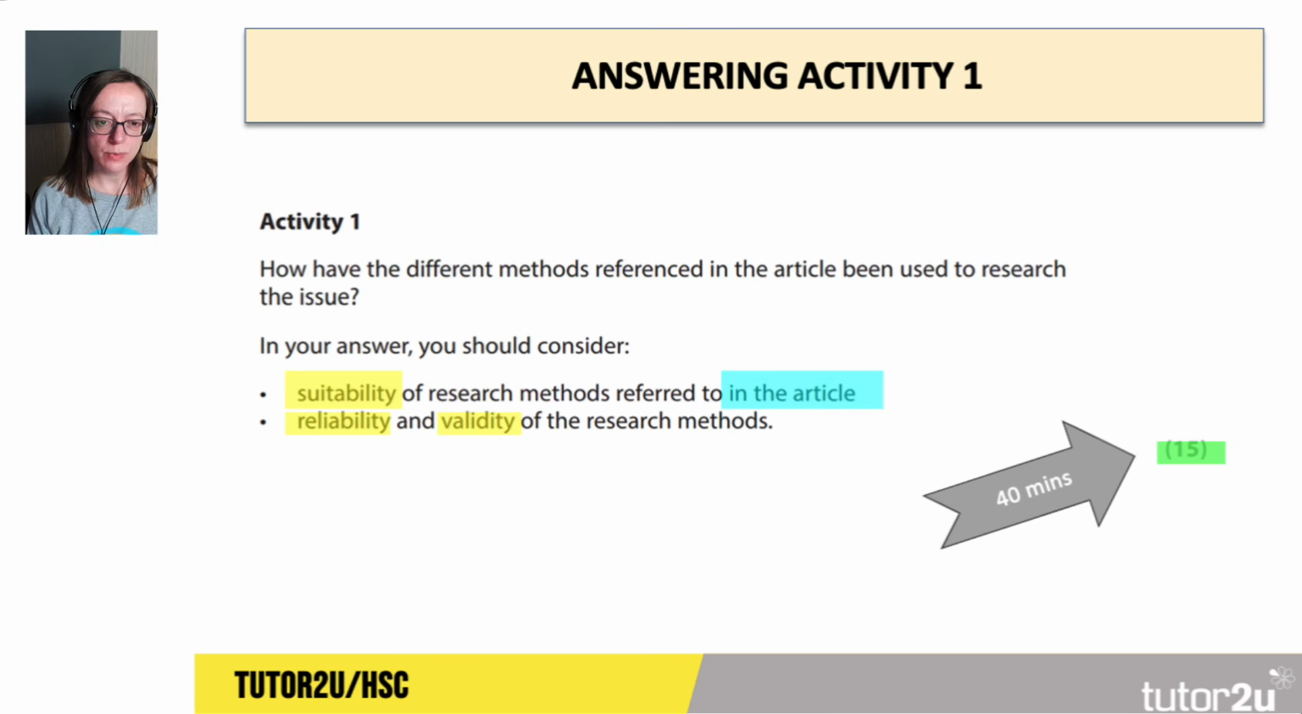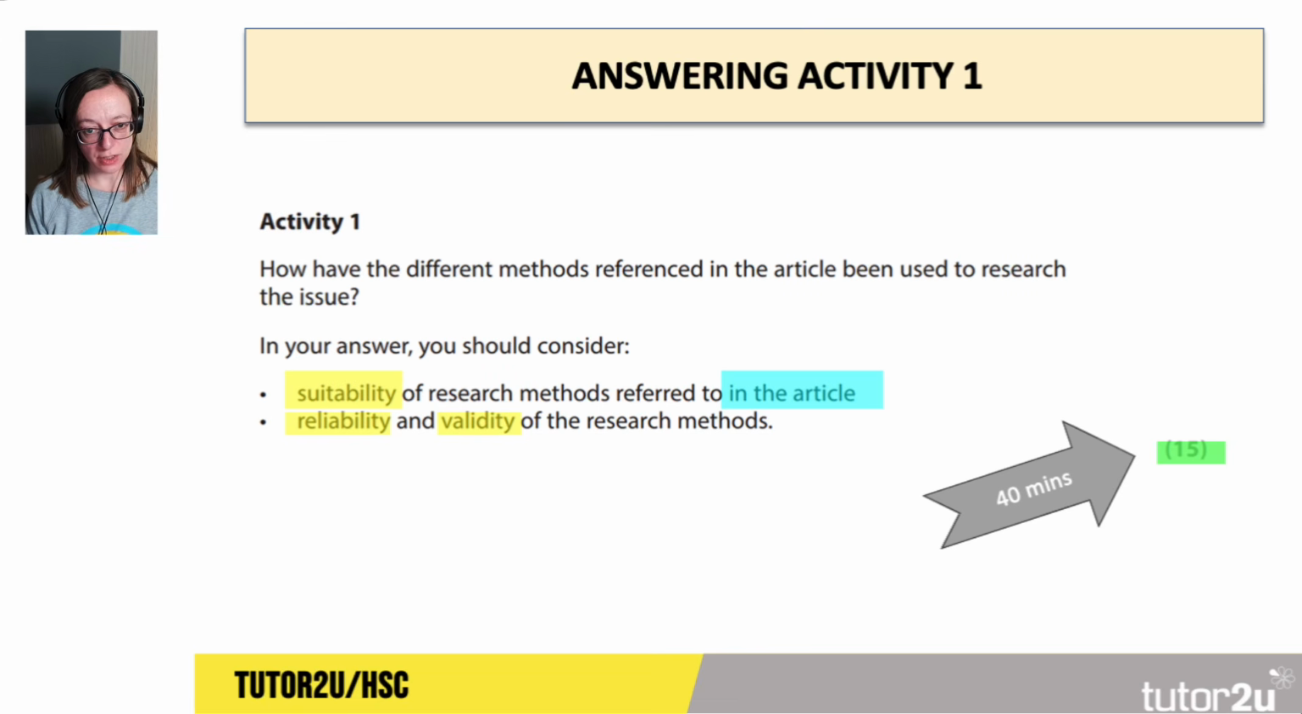On to answering activity 1. Activity 1 will ask you how have the different methods referenced in the article been used to research the issue. In your answer you should consider the suitability of research methods referred to in the article, reliability and validity of the research methods. So you can see there I've highlighted suitability.